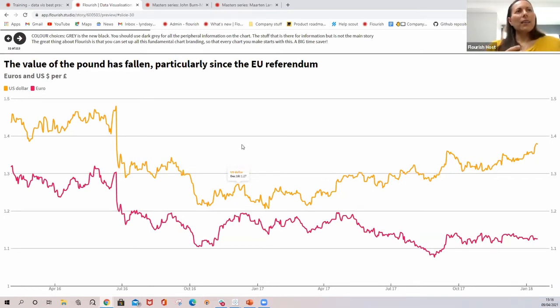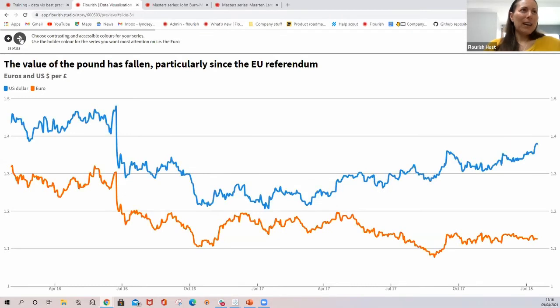Using lighter shades of grey for peripheral information on the chart is very helpful because it's there, but it doesn't dominate. So yes, grey should be your friend.